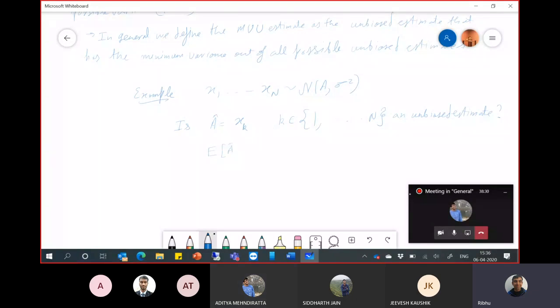Yeah. So expectation of xk equals A. Right? So this is unbiased. Fine? But I don't think it's minimum variance. Yes, exactly. This is an unbiased estimate. We are just talking about an unbiased estimate. Okay. So xk is an unbiased estimate with variance sigma square.